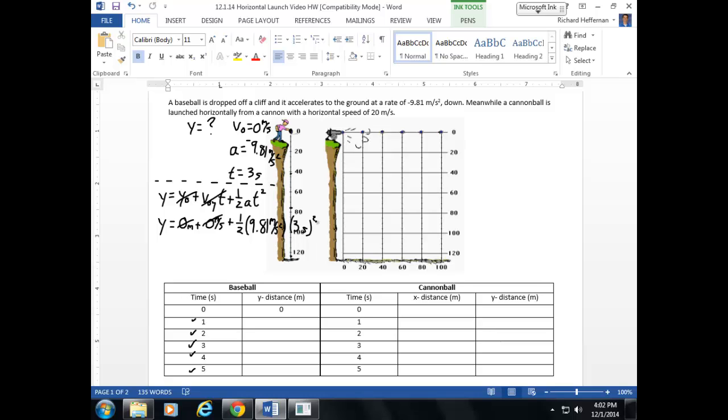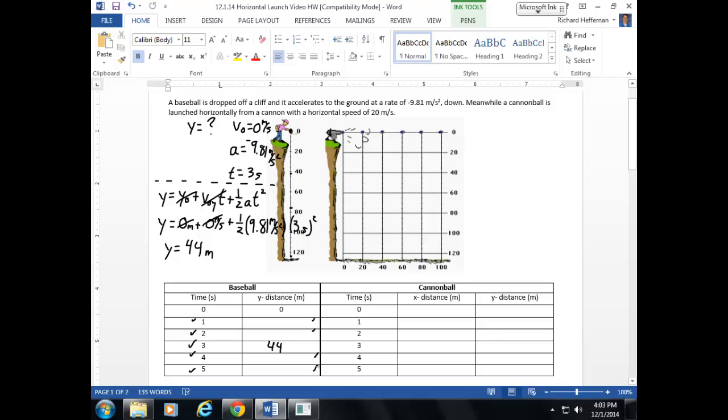I got that this had traveled a distance of 44 meters all around in that 3 seconds. So I can jot that down as being 44 meters after 3 seconds. And it's kind of on you guys to fill in the rest of these blanks for how far the baseball will have fallen each of those times.